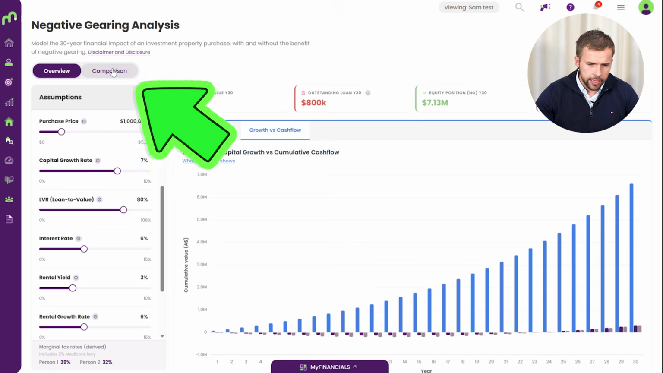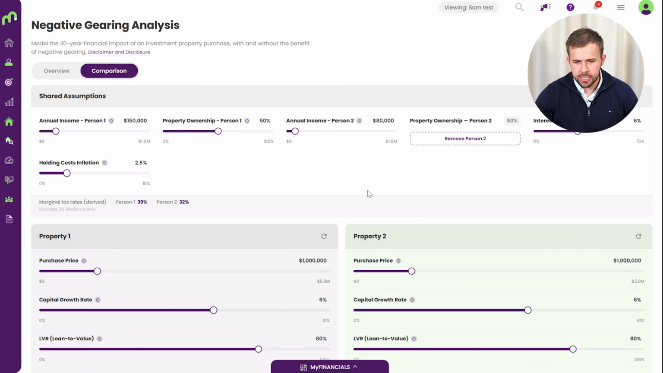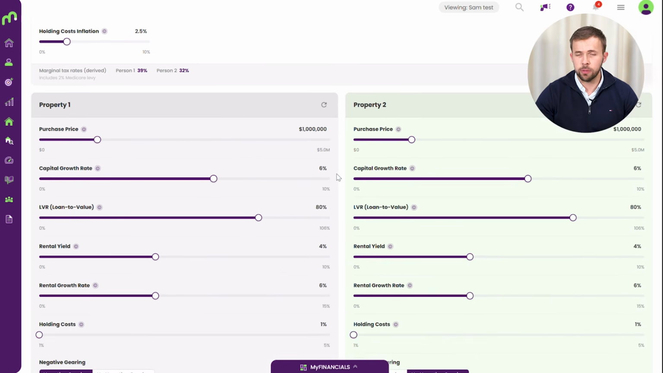Now let's have a look here at this comparison page. This is where you might look at two different properties. So here you can directly compare a no negative gearing versus a negative gearing property. You could look at a high growth, lower rent versus a higher rent, lower growth, for example. Or you could compare, say, a new property that has the negative gearing benefits versus an old established one that won't. So let's have a look here.